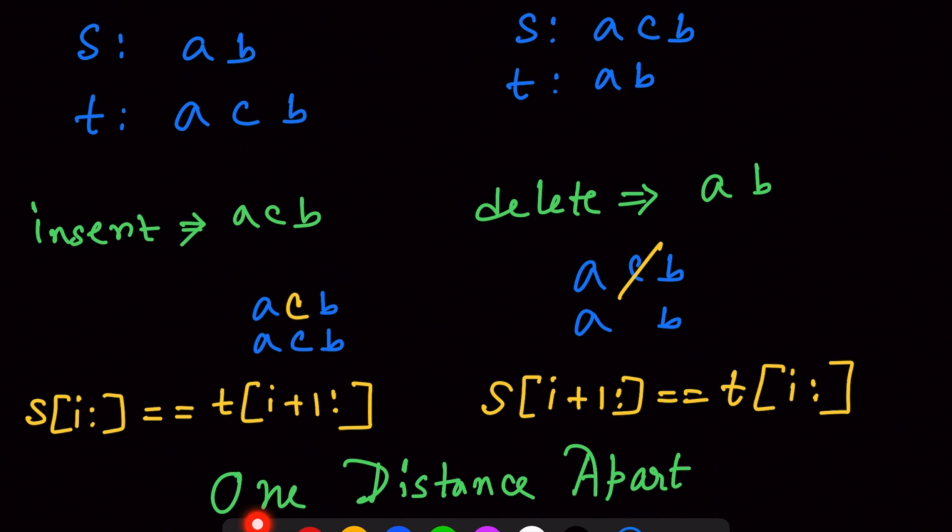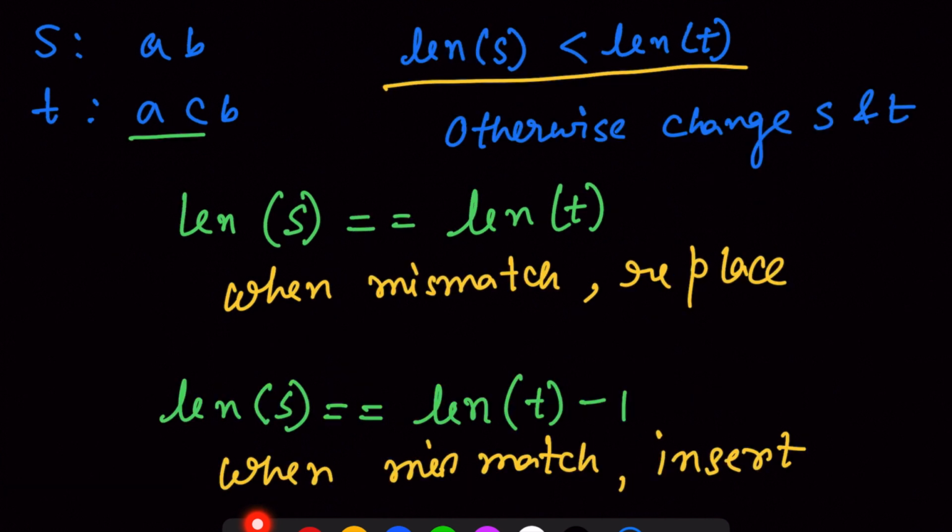But how do we do that? We have to fix some restriction. Either length of s is less than length of t, or length of s is greater than length of t. If length of s is less than length of t, that means this kind of scenario. Otherwise we'll just swap s and t to get this.